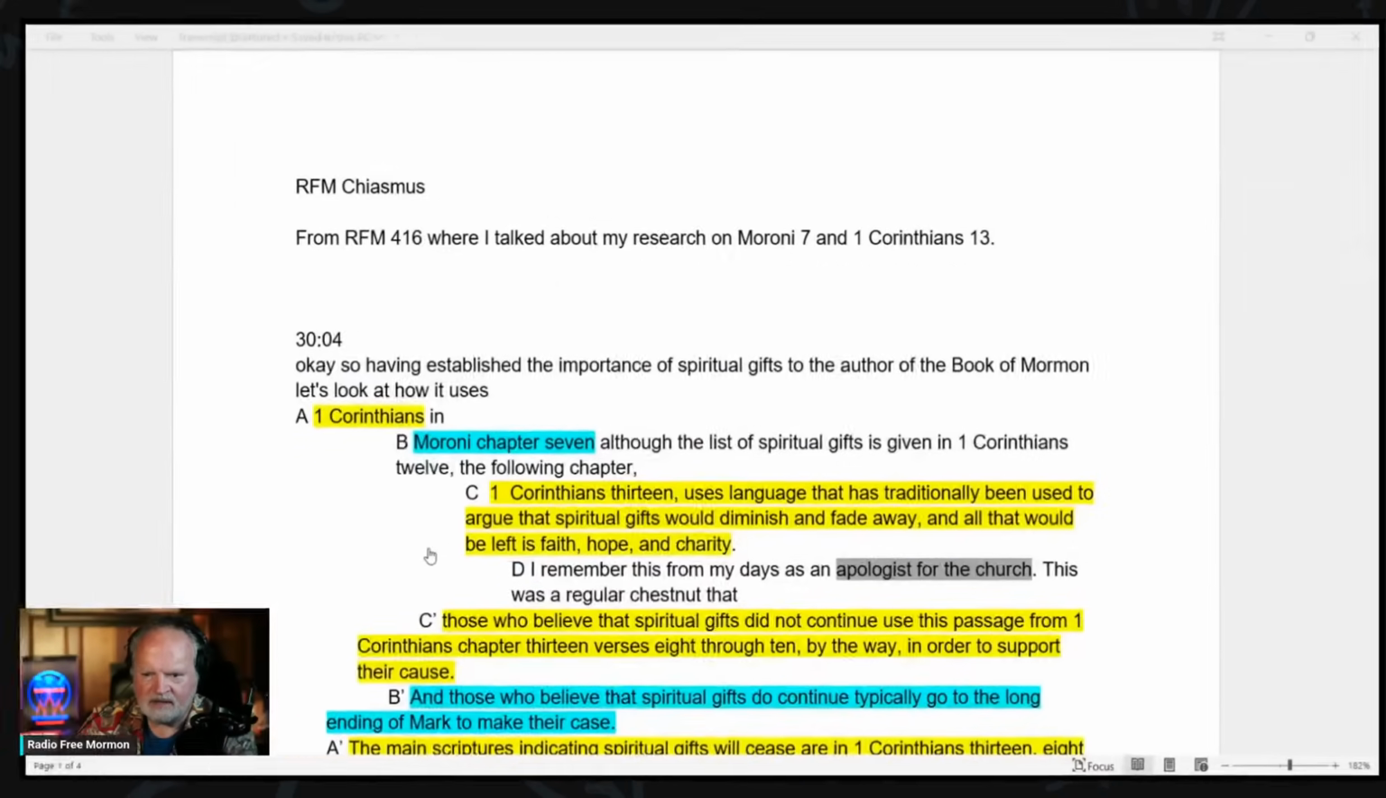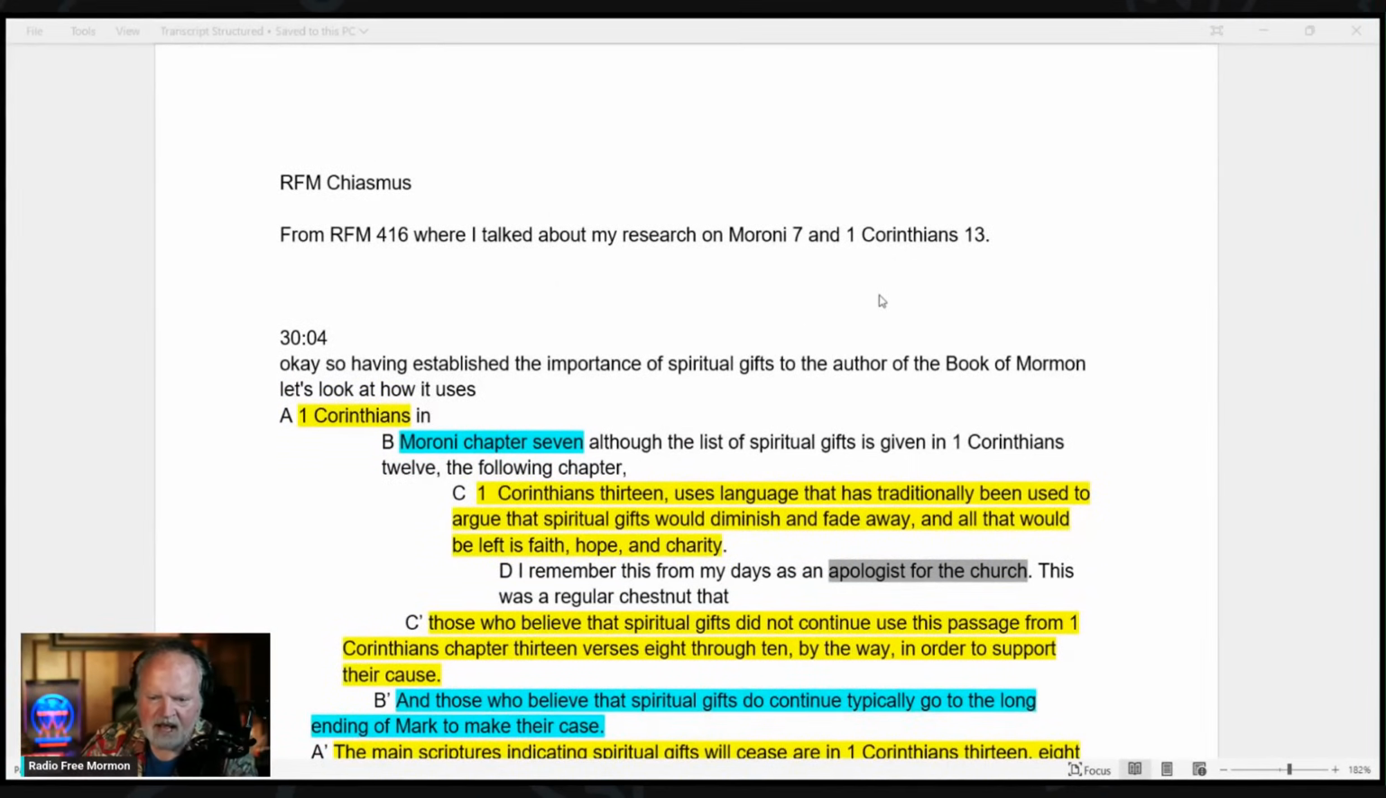And I have little doubt that I would find similar structures in other segments of transcripts of Radio Free Mormon. But this is the one that we're using right now. So let's see what it looks like when it's highlighted and structured. All right, let's put it up here on the screen. We'll try and make it as big as possible there.